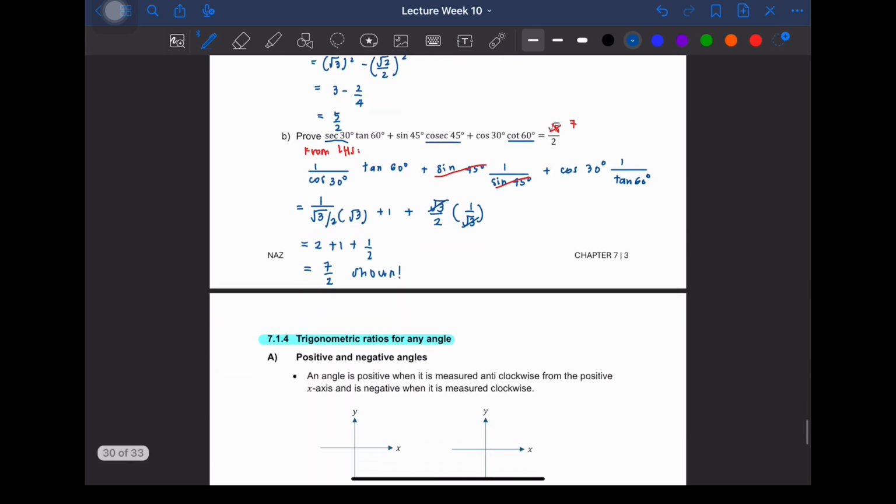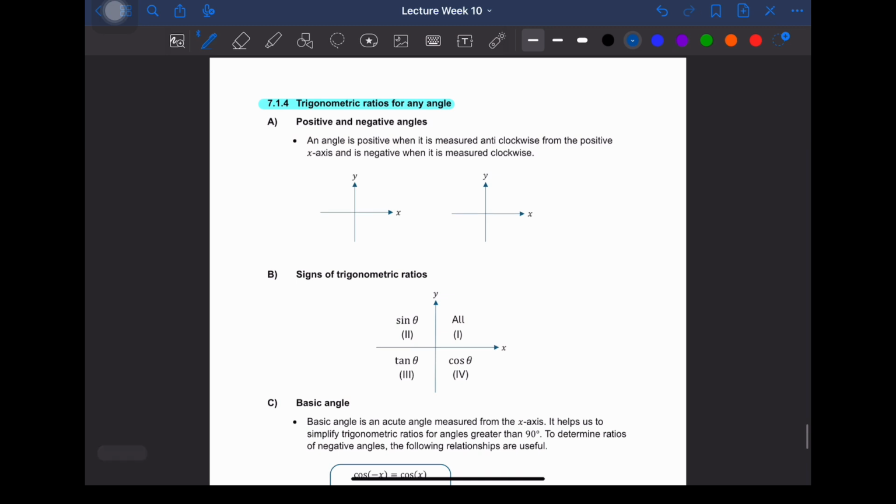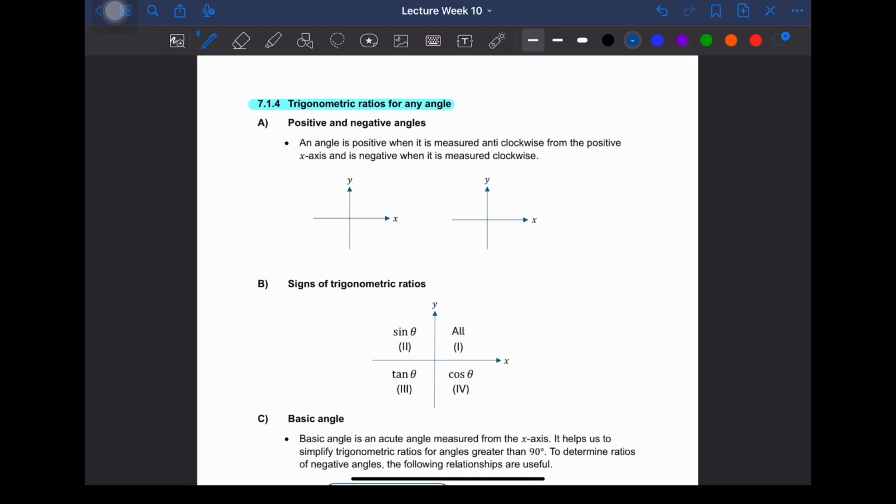Alright, moving on. So next, 7.1.4, trigonometric ratios for any angle. Okay, so positive and negative angles. So the first thing is positive and negative angles. So we will read here. We know that an angle is positive, right? Angle is positive when it is measured anti-clockwise. Okay, and then another one is negative when it is measured clockwise.